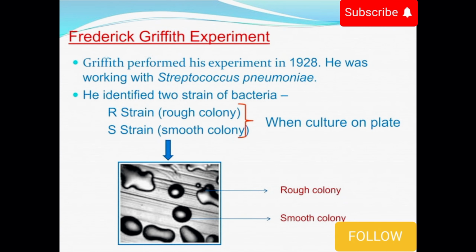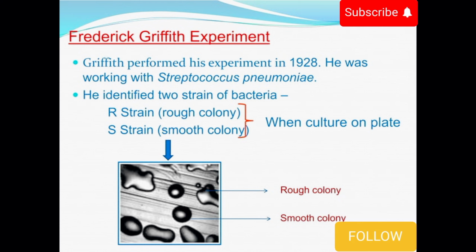The first experiment on DNA as a hereditary material was done by Frederick Griffith. Frederick Griffith performed his experiment in 1928. He was working with a bacteria known as Streptococcus pneumoniae, which causes a disease known as pneumonia. And pneumonia means inflammation of lungs.